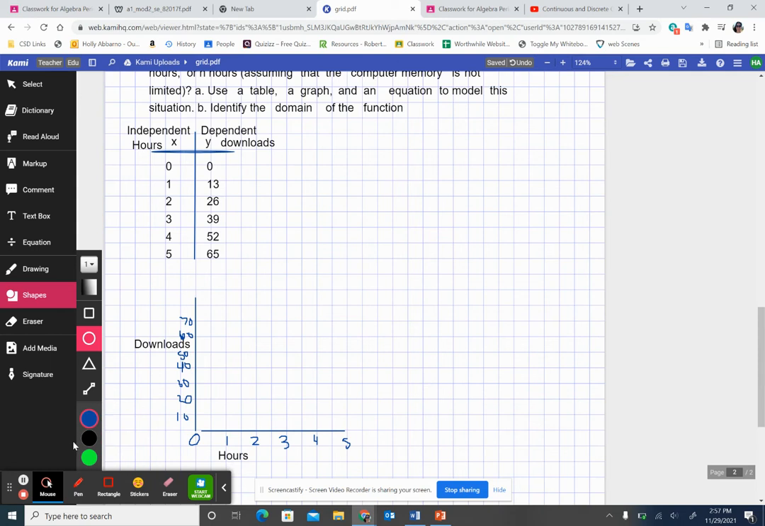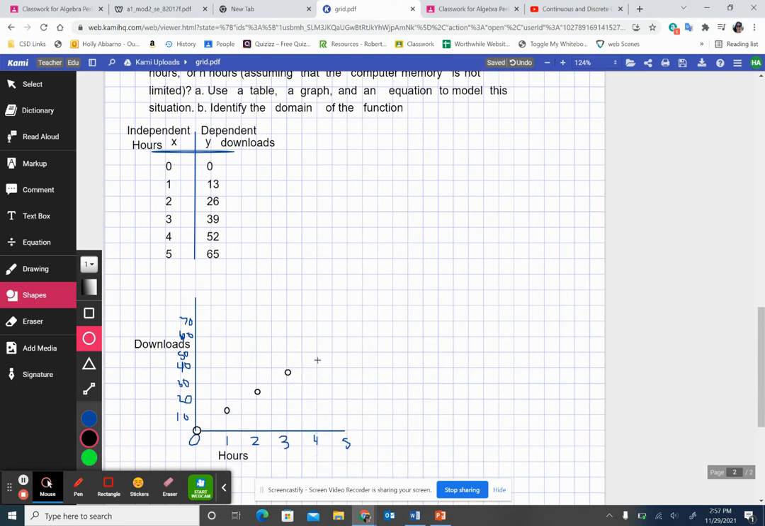So I'm going to go ahead and say 0, 0. I'm going to be at the origin. If I do 0 hours of downloads, I have 0. 1 is going to be 13, which is about right here. 2 is going to be 26. 3 is going to be 39.